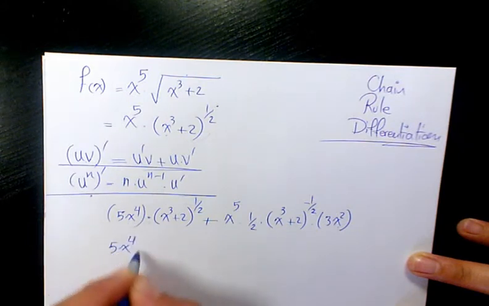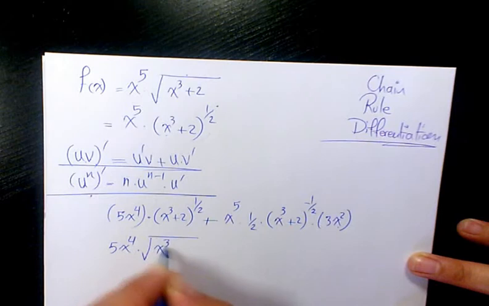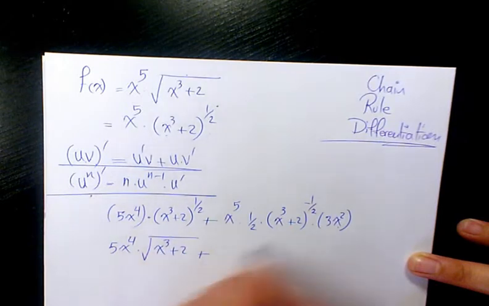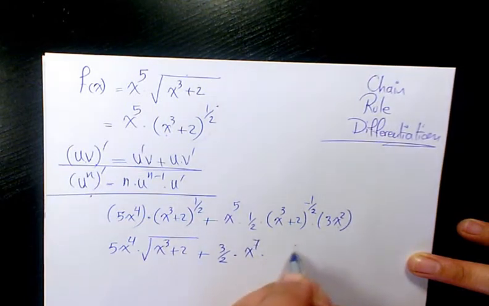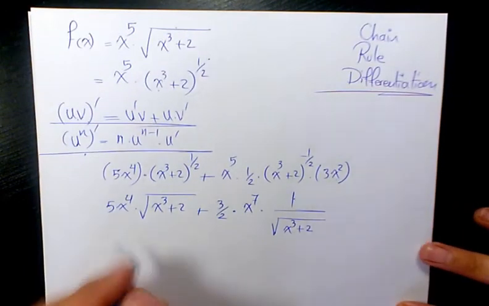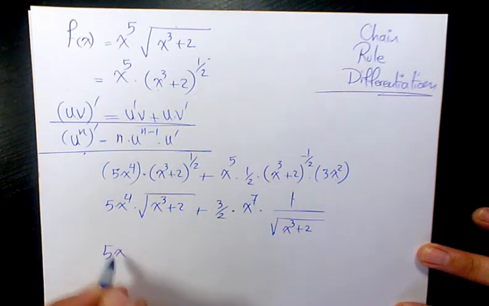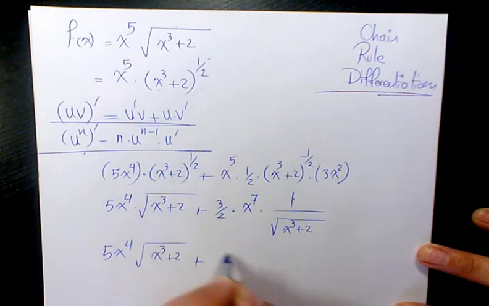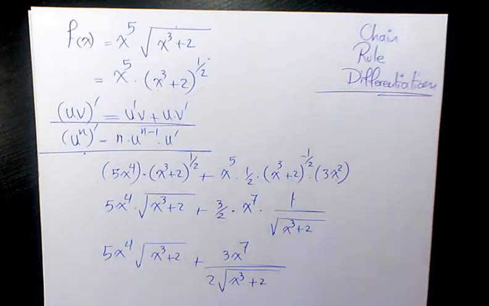5x to the power of 4 times the square root of x cubed plus 2, plus 3/2 times x to the power of 7 times 1 over the square root of x cubed plus 2. Or we can write it as 5x to the power of 4 times the square root of x cubed plus 2, plus 3x to the power of 7 over 2 root x cubed plus 2. So that's the final answer.